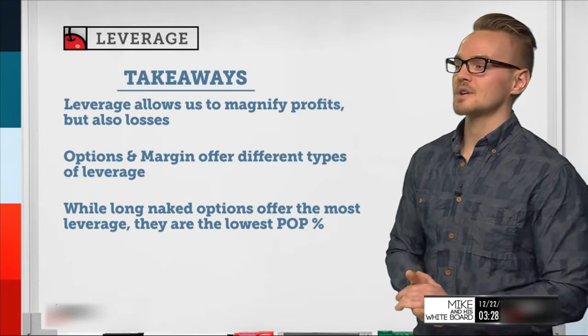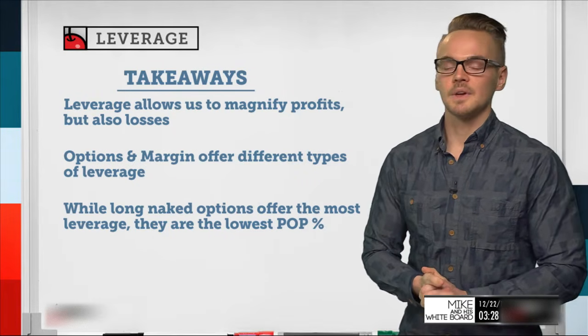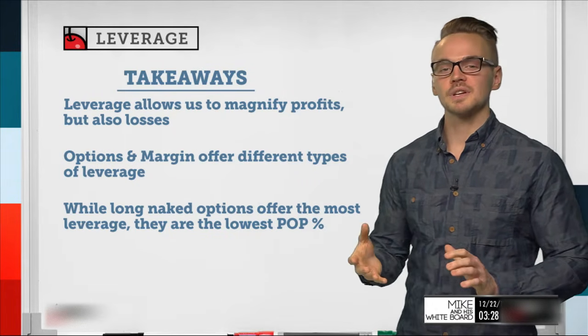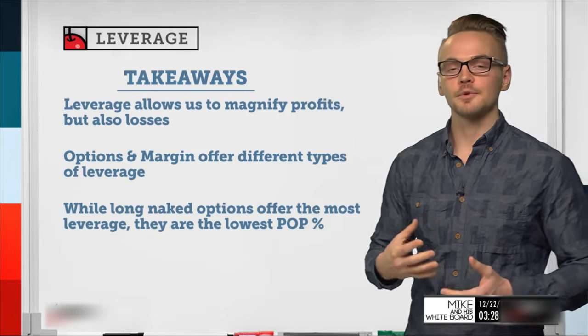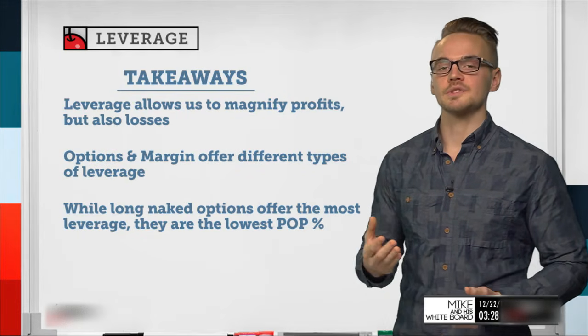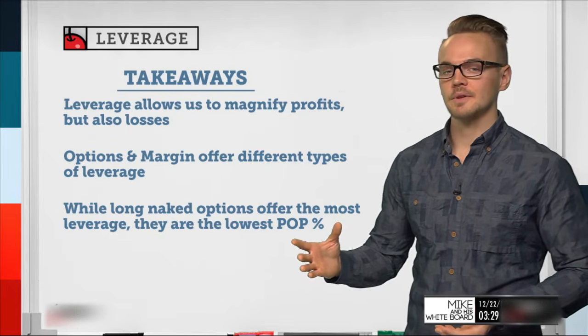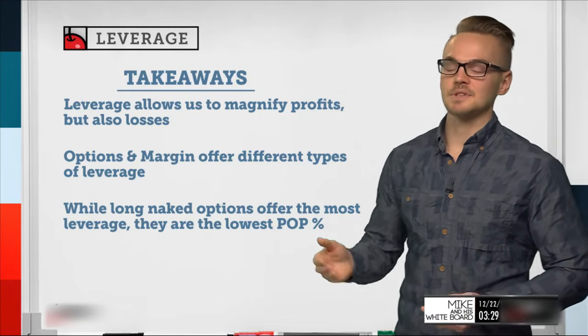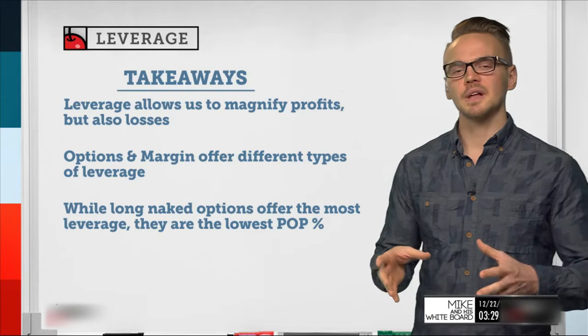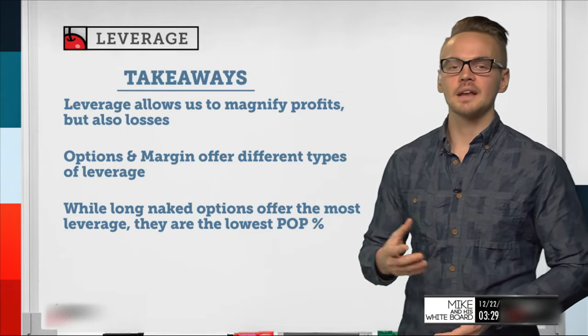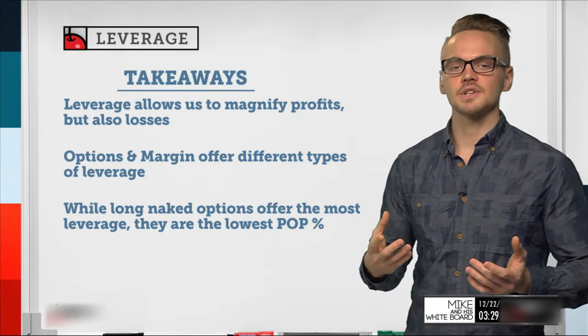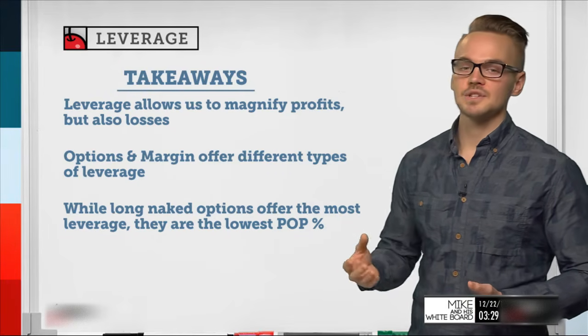Secondly, options and margin offer different types of leverage. So when we're looking at margin accounts and buying stock, for regular margin, it's 2 to 1 for stock as opposed to having no leverage at all and having to put up that full capital. But when I'm selling options, I do have a much more complex calculation that goes into that, and it's going to give me a different buying power reduction depending on what strategy I'm deploying.